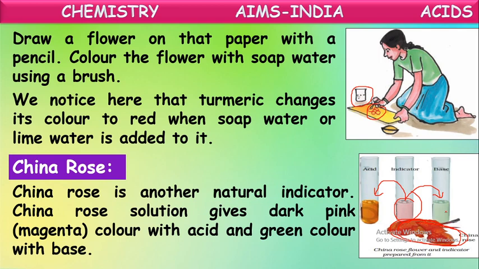Okay. The next one I just now have seen about chain arrows. These are all coming under natural indicators because these are having their origin or sources from the natural substances.